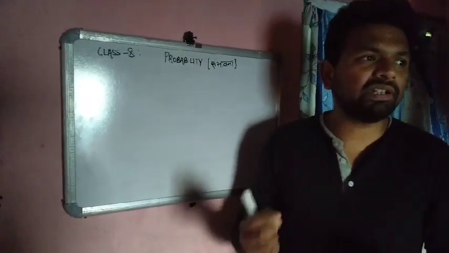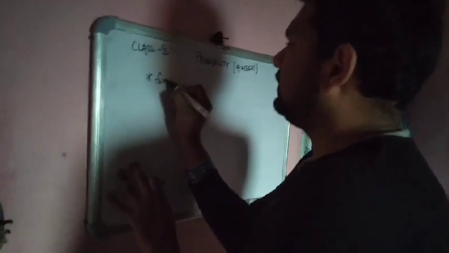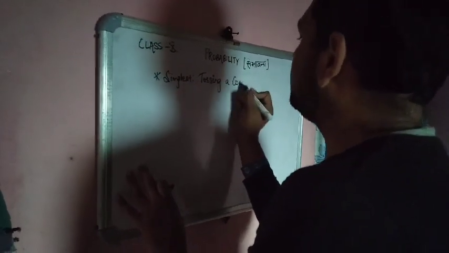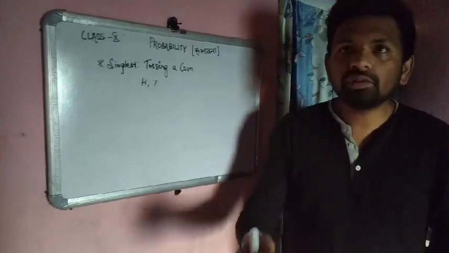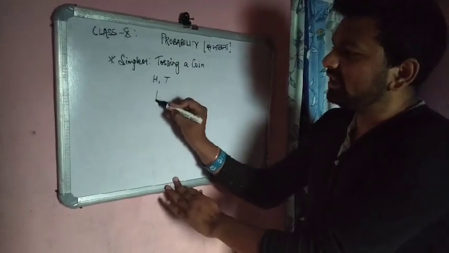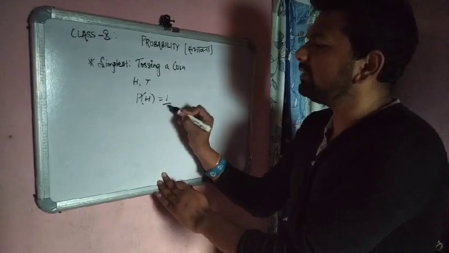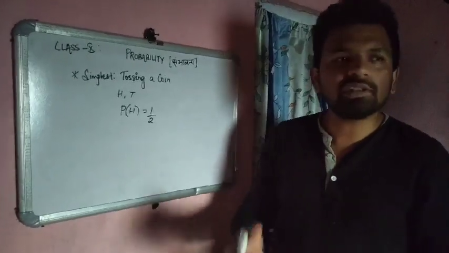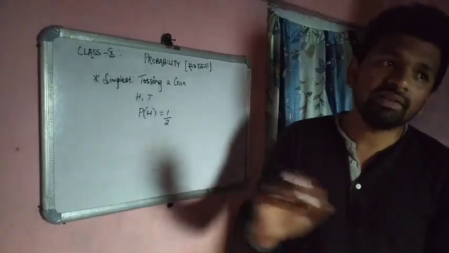The most common example is tossing a coin, right? When you toss a coin, the simplest example, on one side of the coin we have head and on the other side we have tail. Head and tail. So if you toss a coin, what is the probability of getting a head? Obviously everyone says the probability of getting head is half and the probability of getting tail is half. That is 50-50, isn't it? So in a toss there is 50% probability of getting a head and 50% probability of getting a tail.